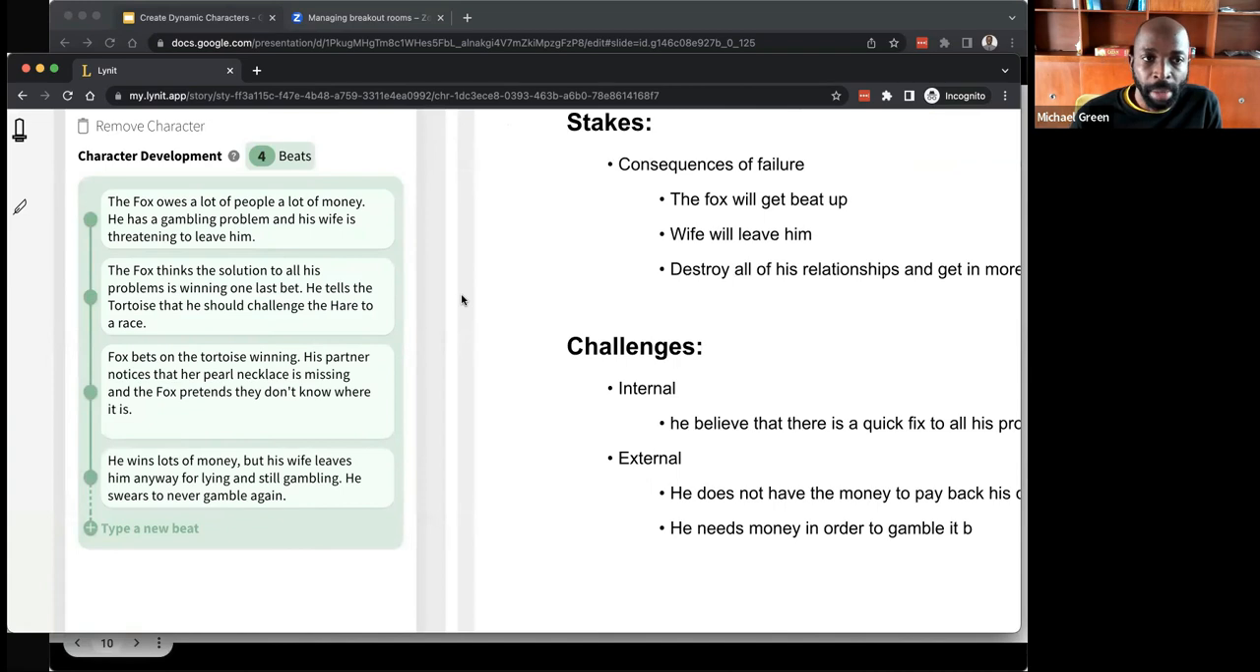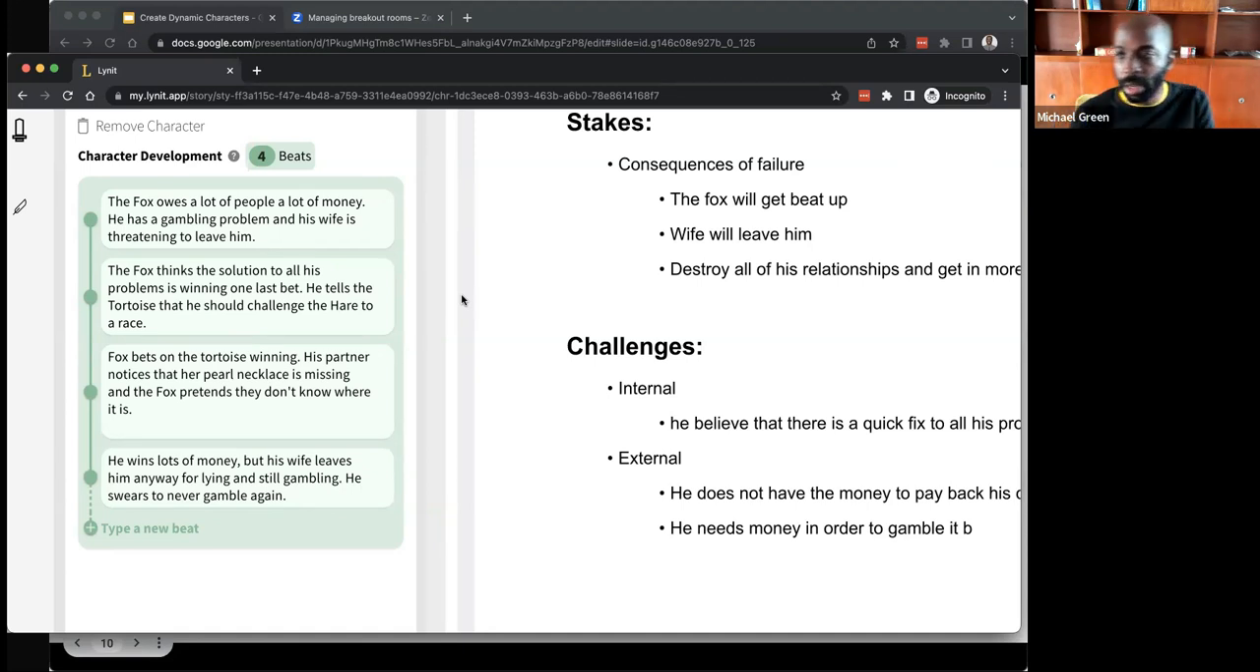The fox owes a lot of people a lot of money. He has a gambling problem, and his wife is threatening to leave him. That's the first beat. Second beat. The fox thinks the solution to all his problems is winning one last bet. He tells the tortoise that he should challenge the hare to the race. Third beat. Fox bets on the tortoise winning. His partner notices that her pearl necklace is missing, and the fox pretends he doesn't know where it is. Fourth beat. He wins a lot of money, but his wife leaves him anyway for lying and still gambling. He swears to never gamble again.